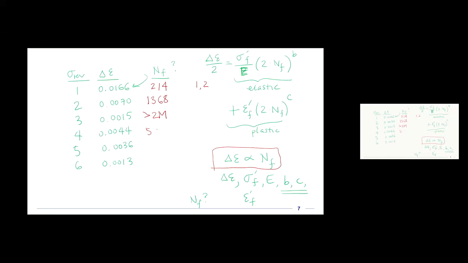Here, I calculated 5362, 9629, and then the last one also super low, even lower than the other one, so it was like greater than 6 million. Okay. So these are the number of cycles that we could expect to get for each one of these strain magnitudes.